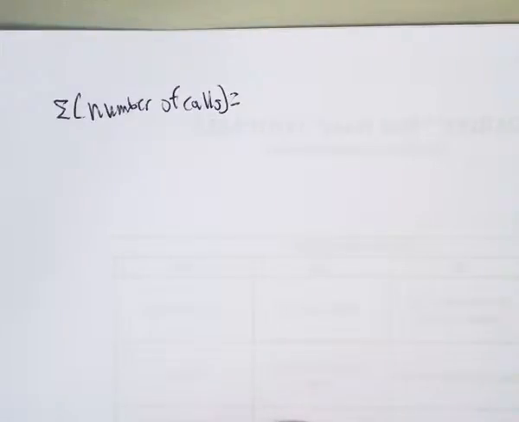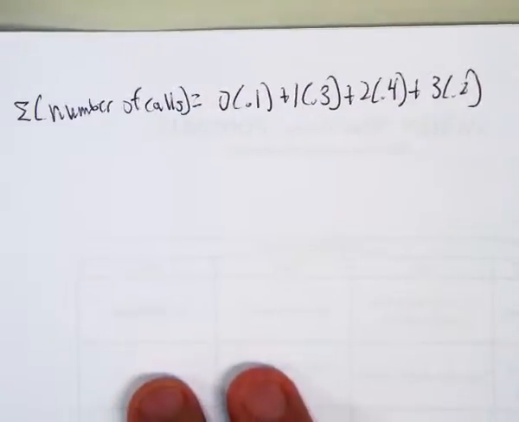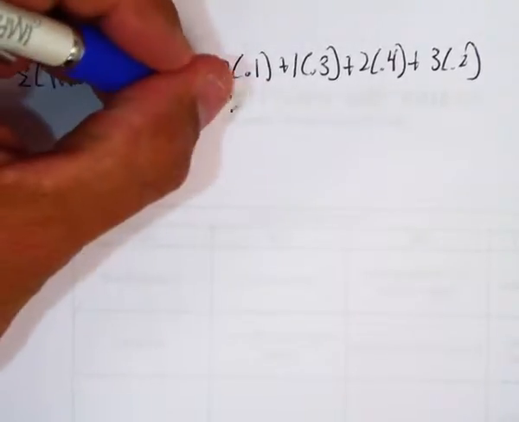And the probability of no calls is 0.1. One call is 0.3. Two calls is 0.4. And three calls is 0.2. And if you do that out, you wind up with about 1.7 calls.